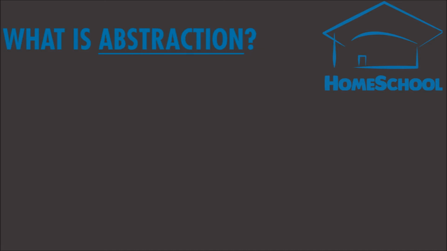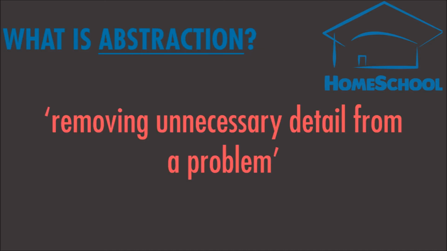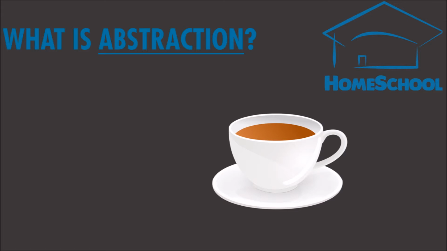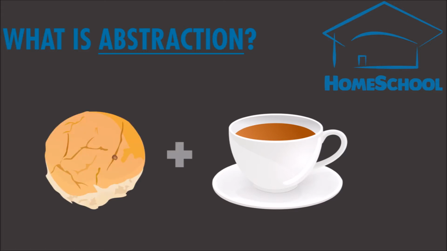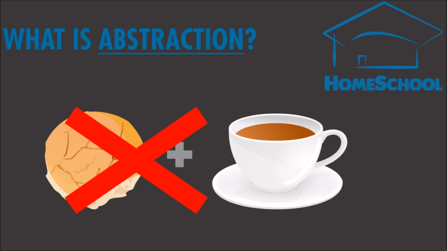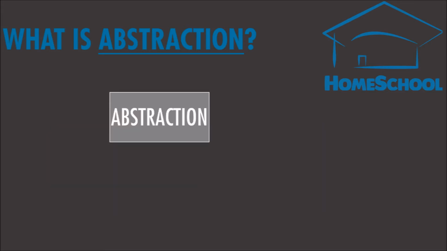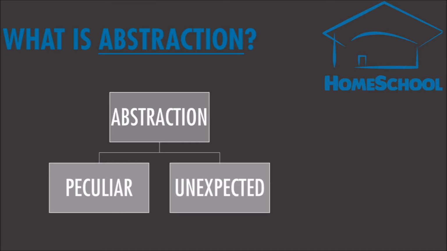What is abstraction? Removing unnecessary detail from a problem. For example, when making tea, you could have a biscuit with your tea. However, it is unnecessary. You do not need a biscuit in order to drink some tea, which is our final objective. This is an example of abstraction. Think of the word as it is. The immediate thought from the word abstract is peculiar and unexpected, which you could link back to being away from the norm, which could be linked to being unnecessary.